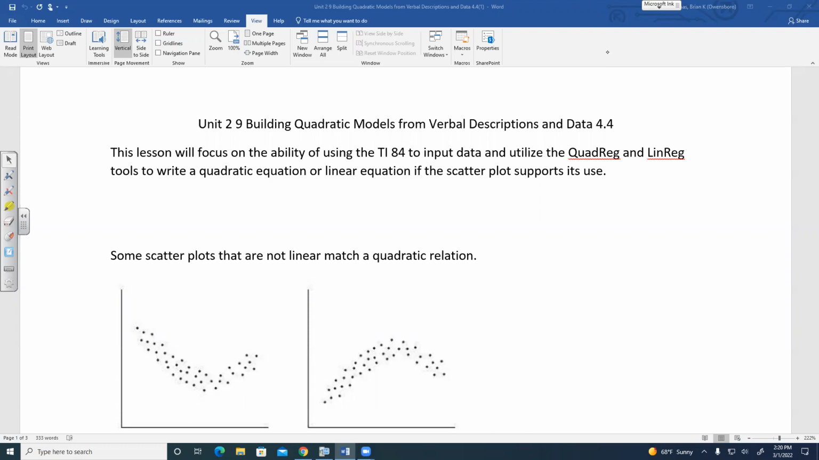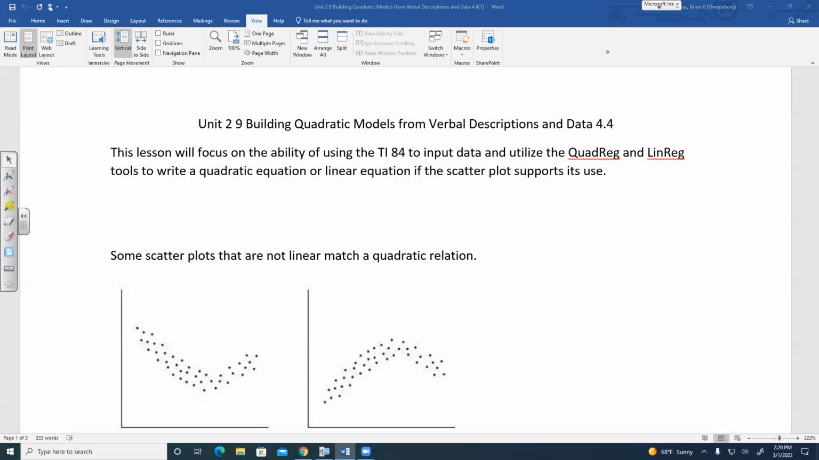And again, we're going to utilize a couple of tools. One's called the quad regression, and the other one's the linear regression, which we did last time. So we're going to focus on the quad regression tools to write quadratic equations, or the linear regression to help us build a linear equation that supports a scatter plot that's being used in the data.